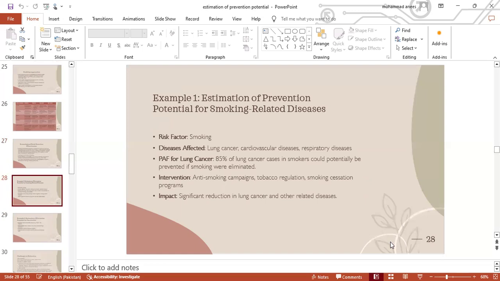Now, there are certain examples. Example number one is estimation of prevention potential for smoking-related diseases. The risk factor would be smoking. Diseases affected are lung cancer, cardiovascular diseases, and respiratory diseases, which involve the lungs. Now, what is the population attributable risk for lung cancer? It is 85%: 85% of lung cancer cases in smokers could potentially be prevented if smoking were eliminated. So what are the interventions? Anti-smoking campaigns, tobacco regulation, smoking cessation programs. The overall impact would be a significant reduction in lung cancer and other related disorders.